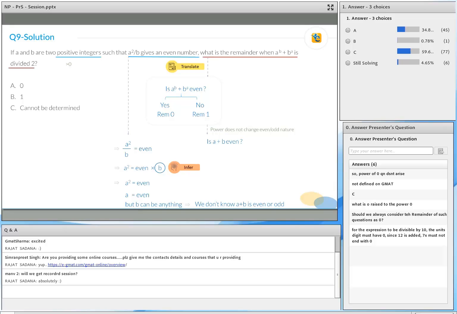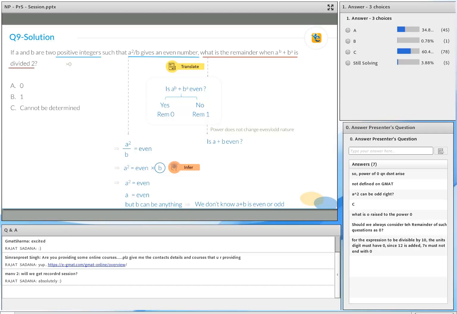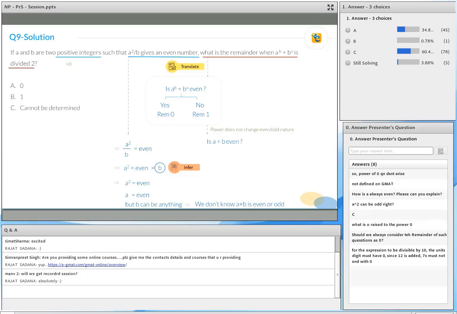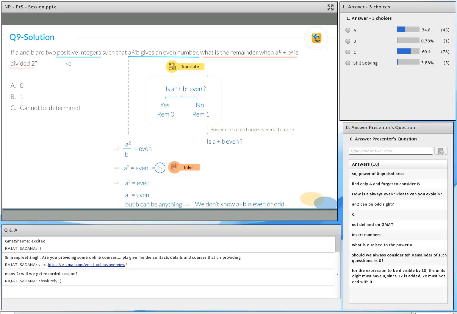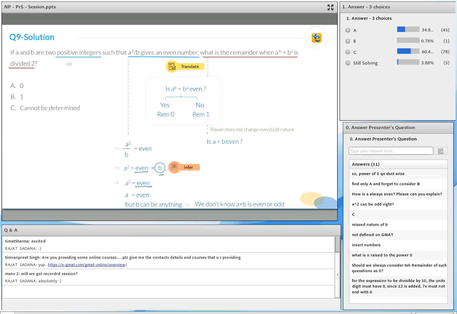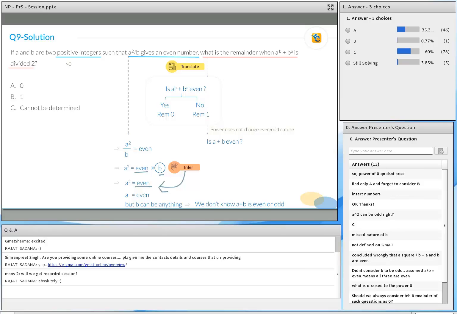Now, for those of you who arrived at the conclusion that A plus B is even, where did you falter? A squared cannot be odd. Why? Because again, look at the information that's given to you. A squared divided by B is an even number, which means that A squared is nothing but even number times B. Now, even number times any number is always an even number. So all we are doing is drawing the inferences based on your conceptual understanding and based on what's given to you in the question statement.